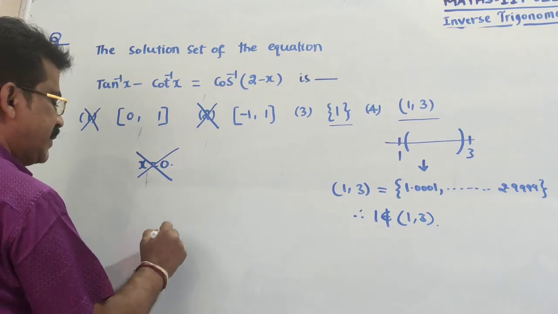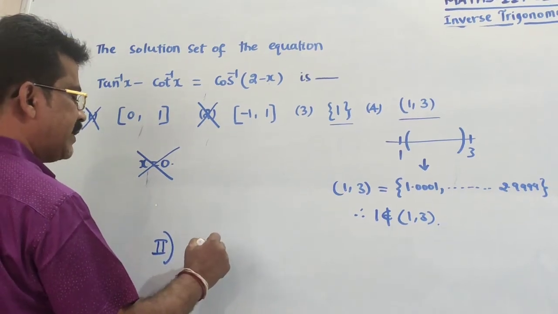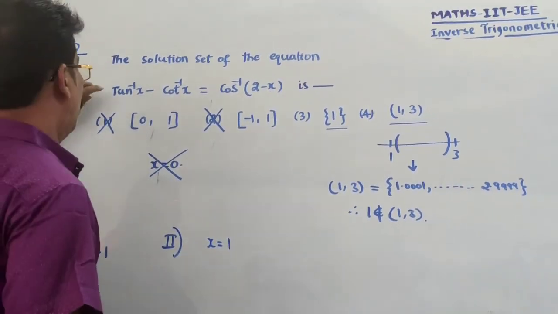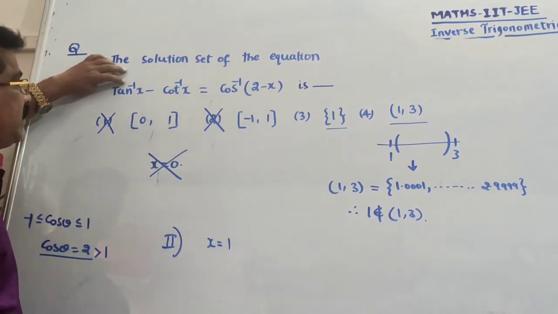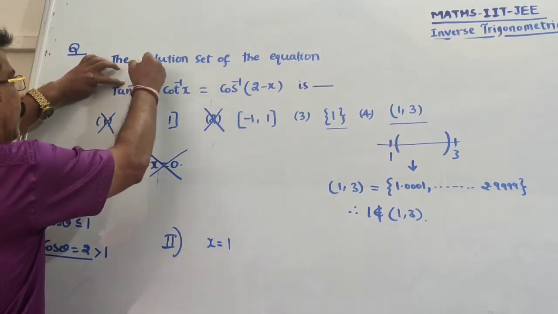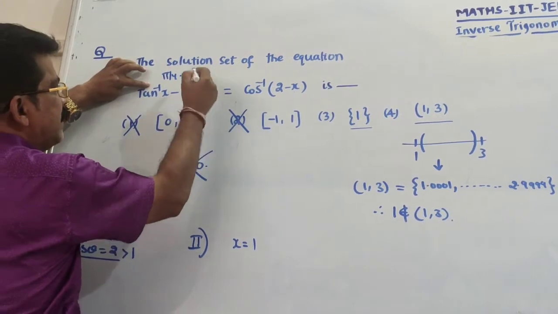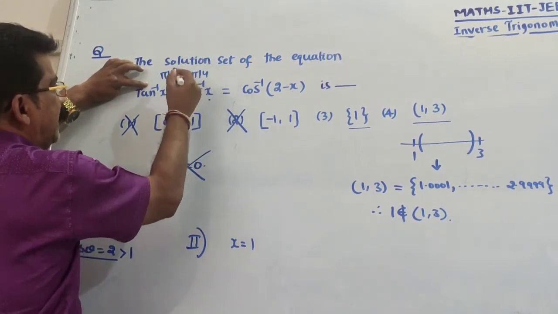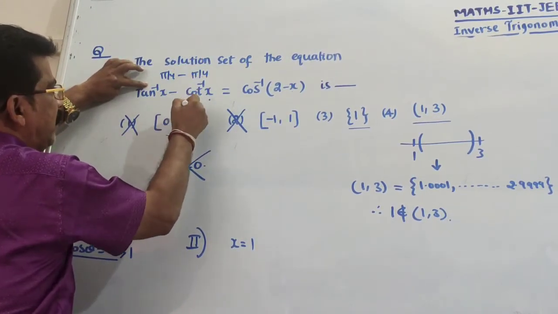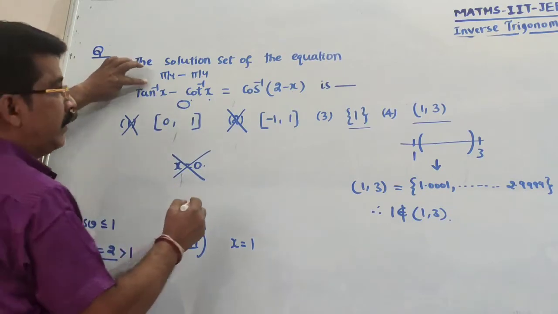Next, second step, I am taking x equal to 1. So put x equal to 1. Tan inverse of 1 is pi by 4. Next, cot inverse of 1 is also pi by 4. So pi by 4 minus pi by 4 is 0. LHS value equals 0.